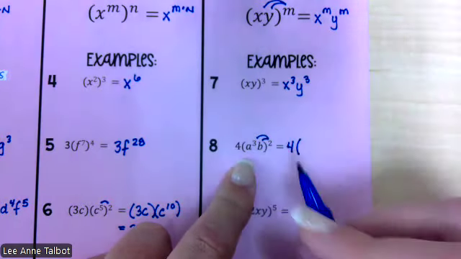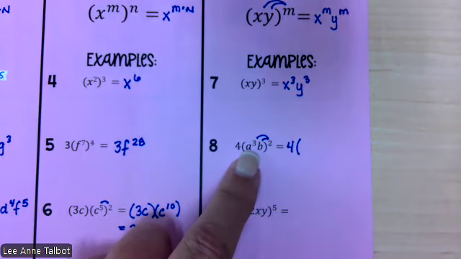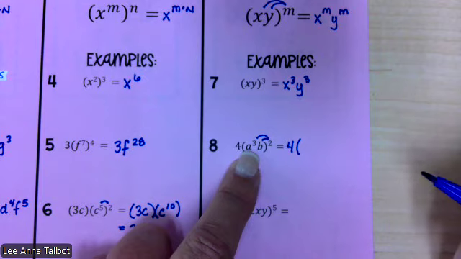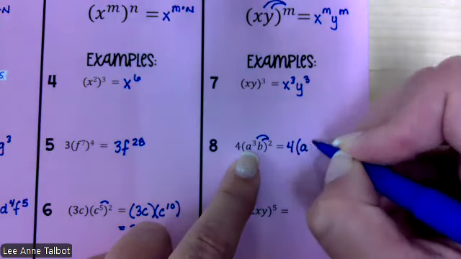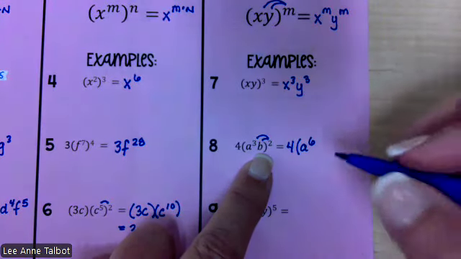Four. Okay. What do I do for A? What's the exponent for A? 6. And what's the exponent for B? 2.